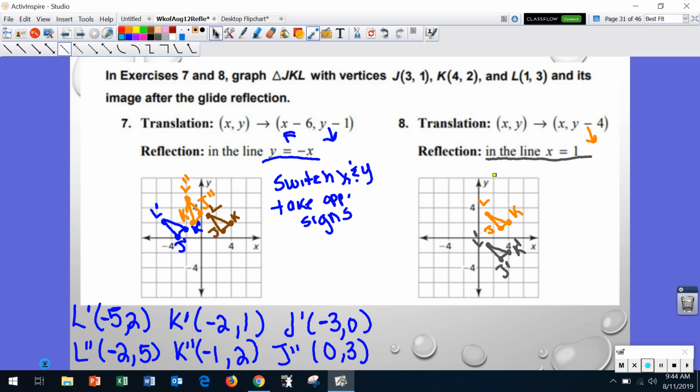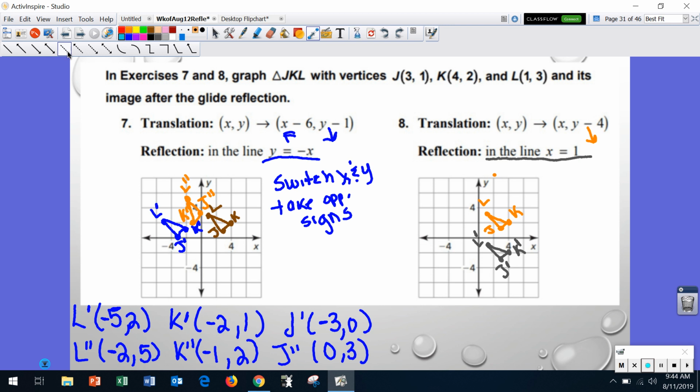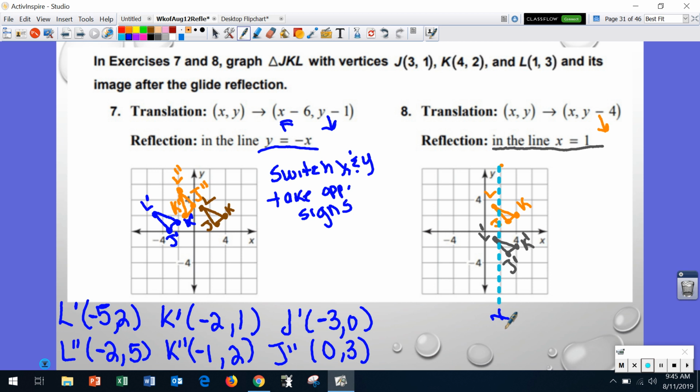Oops, hold on, give me a sec. Got it now. And is it light blue? Yes, it is. All right, so here's where X equals 1 at, and it says in this line. And that's my line of reflection. So this is X equals 1. Okay, and I'm going from the prime one.